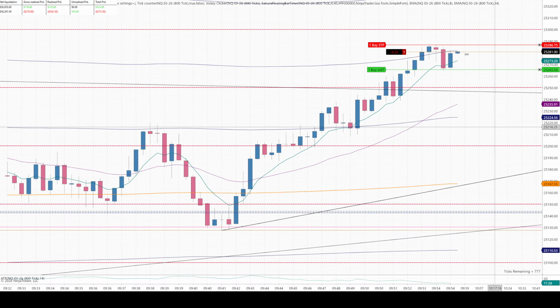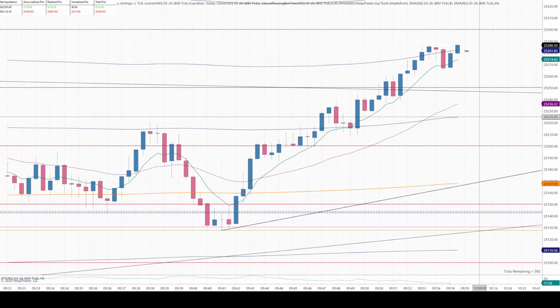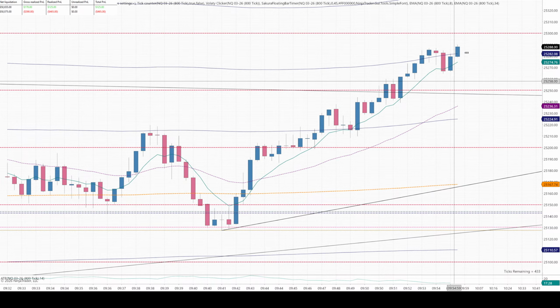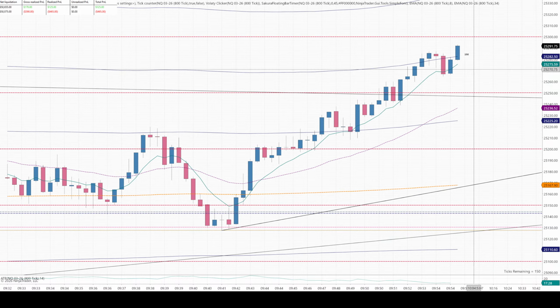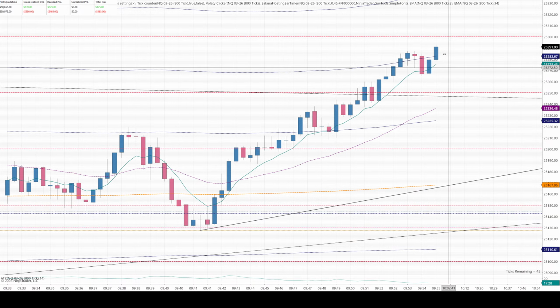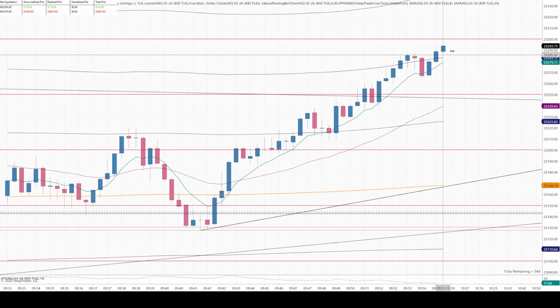So now I'm going bearish, but it was from this candle right here. And this was the original move I was looking for. It just sucks that we got stopped out and then it did it.